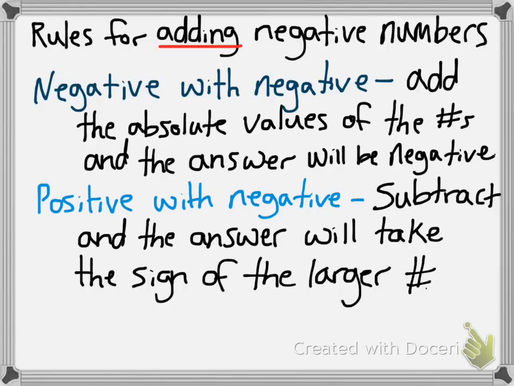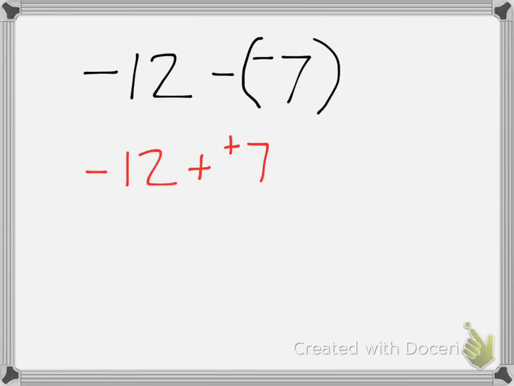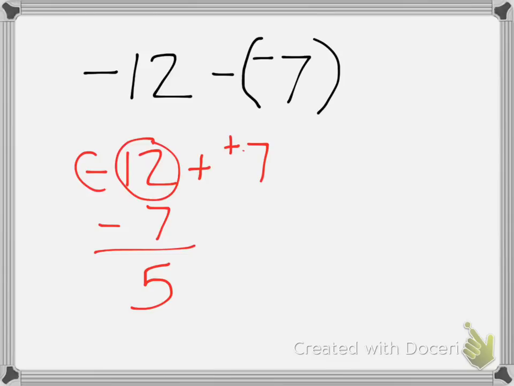And I look over at my rules for adding integers, and I'm looking at a positive being added with a negative. So the rule says subtract, and the answer will take the sign of the larger number. So we go back and we say, okay, let's subtract 12 minus 7. 12 minus 7 is going to give me 5. The larger number here is the 12, and the 12 is the negative, so our answer is going to be negative 5.